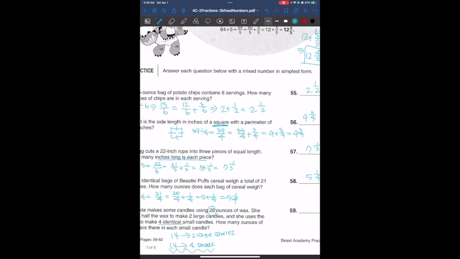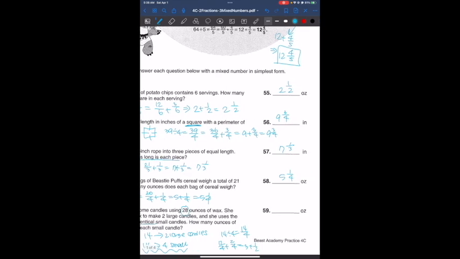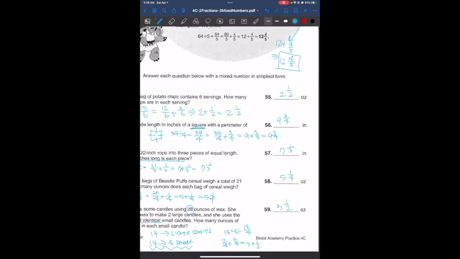But we want to know how many ounces of wax there are in each small candle. So we're only going to be concerned with 14 divided by 4, or 14 over 4. And that can be the same thing as 12 over 4 plus 2 over 4. And so that's going to be 3 plus 1/2. So in each small candle, there's going to be 3 1/2 ounce of wax.